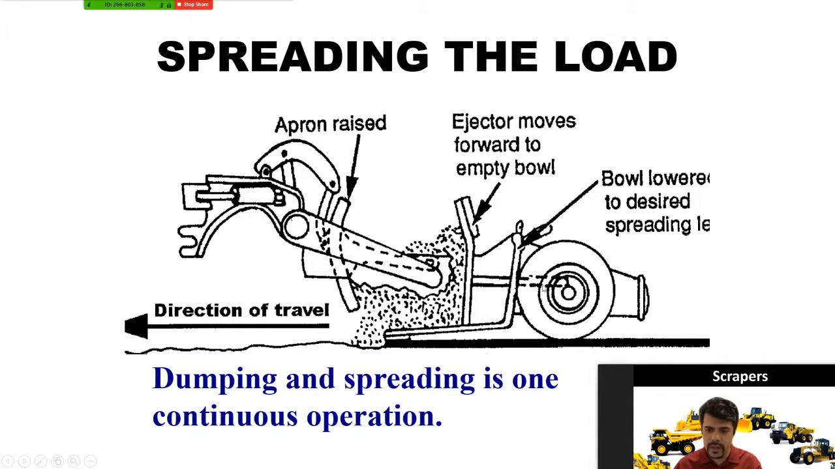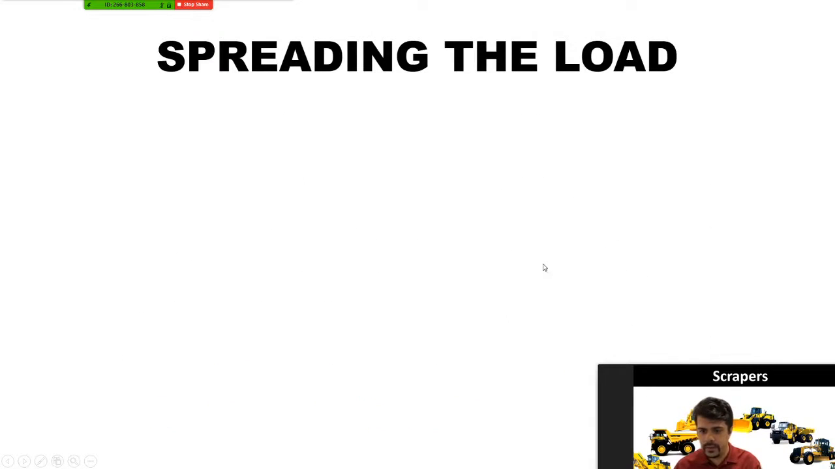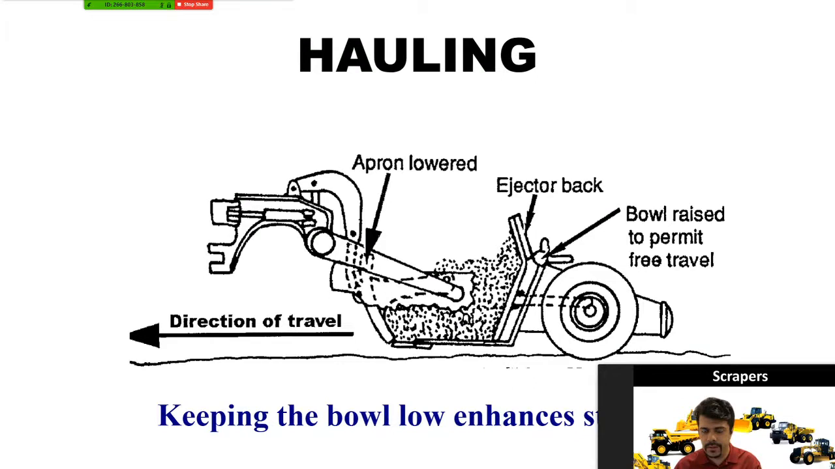So this is how the ejector works. It gradually moves from right to left, or let's say from rear to front, to push the soil out. So compare it with this picture. The ejector is all the way back now.